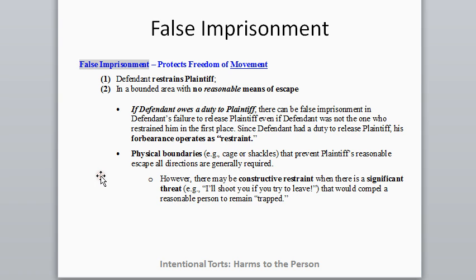So even though I wasn't locked anywhere or bound or caged, I don't think they have cages in Kmart, that operates as constructive restraint, because reasonable people don't fight off security guards. You're effectively imprisoned. But if they said, if you get up and leave here, we're not going to give you the 10% discount next week during the sale, that's not really a significant threat.